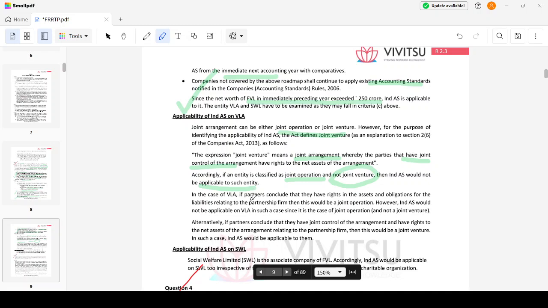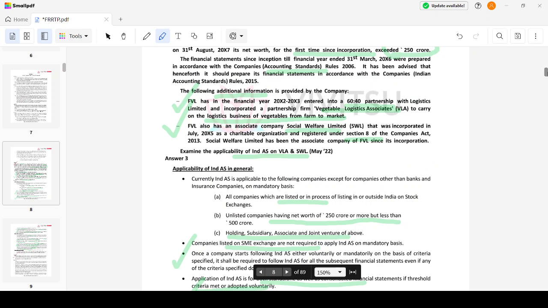In the case of VLA, if the partners conclude that they have rights in the assets and obligations relating to the partnership firm, then this will be a joint operation. Then Ind AS will not be applicable in the case of a joint operation. Alternatively, if the partners conclude that they have joint control and a right to the net assets of the partnership firm, then Ind AS should be applicable to them. See, there is no full information given in the question, so you have to put in your assumption there. That is very, very important.